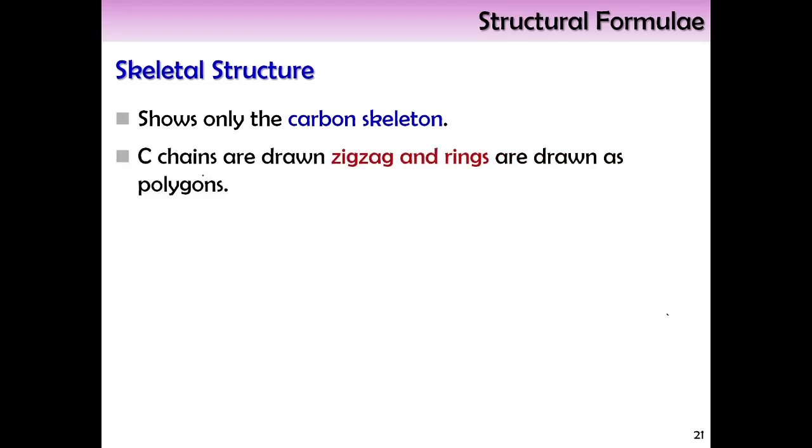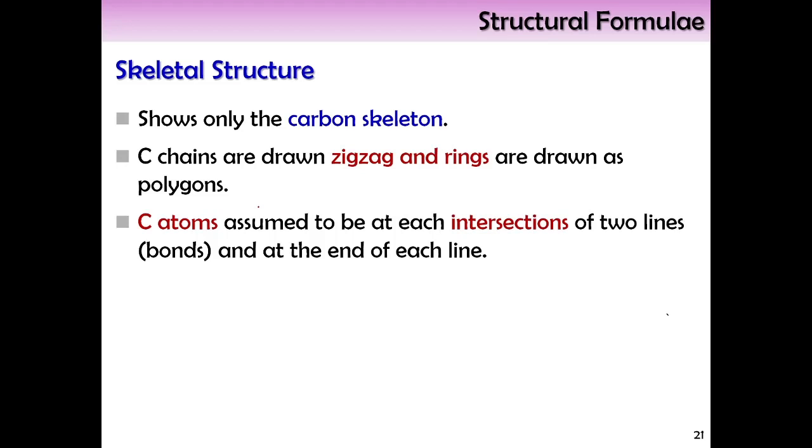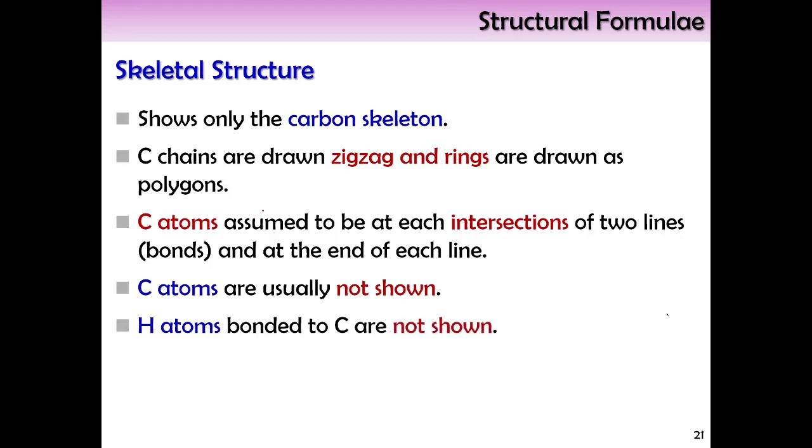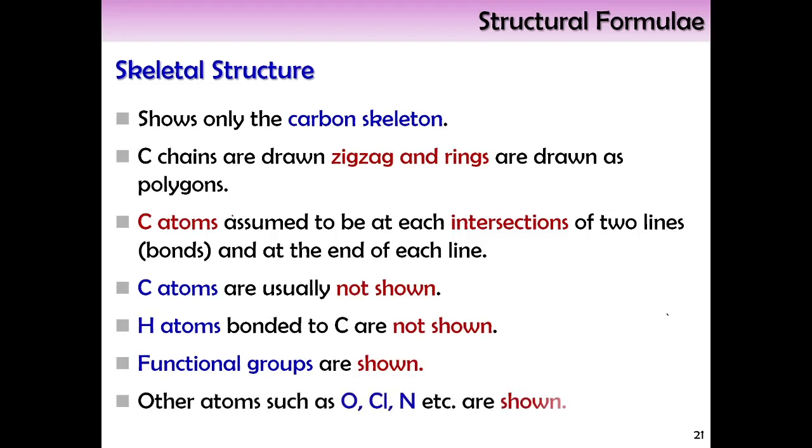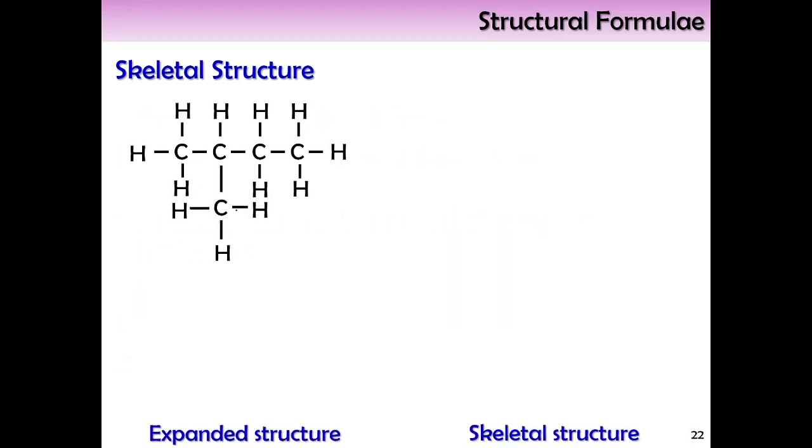Okay, next one, skeletal structure. Okay, skeletal structure is the easiest to draw but hardest to understand. Shows only the carbon skeleton. Carbon chains are drawn in zigzag. C atom is seen to be at the end. C atoms are usually not shown. Each atom bonded to C is not shown. Functional groups are shown. I think you will understand better when we see the drawing. Okay, let's draw for us to understand this one.